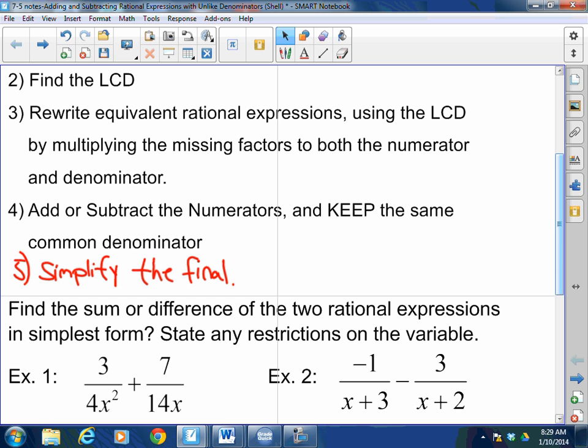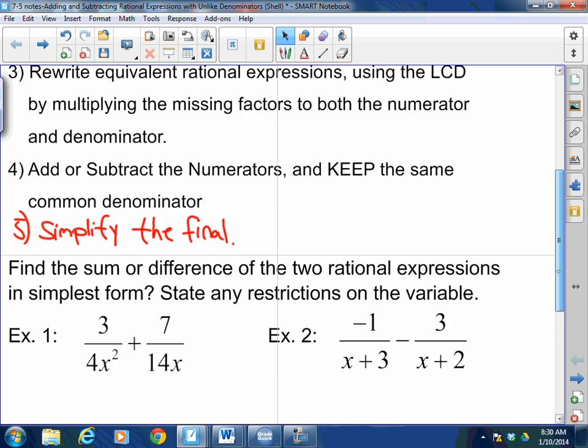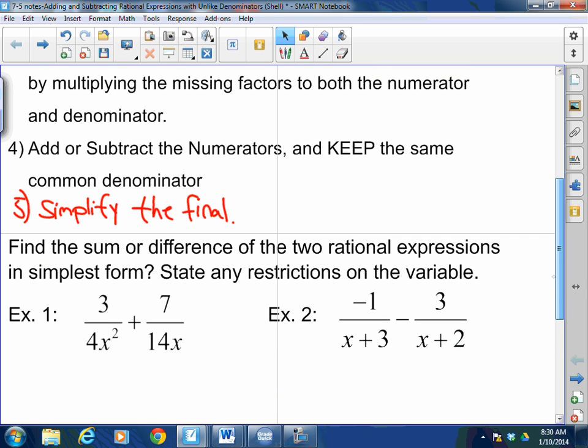So, no time like the present. Let's go ahead and try this out, guys. Let's see what happens here. Okay, so I've got 3 over 4x squared plus 7 over 14x. All right, guys. What is the LCD? We know how to do this.